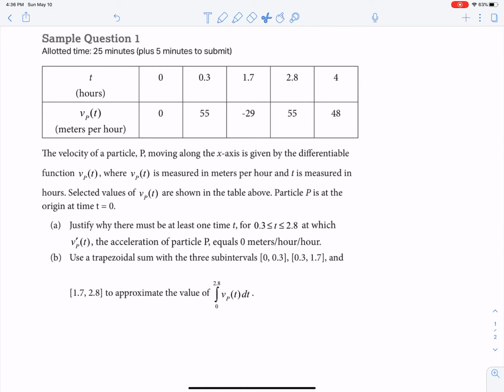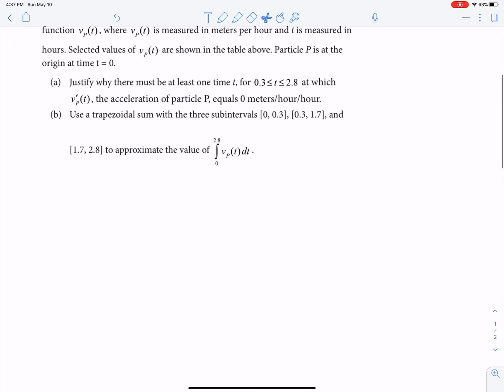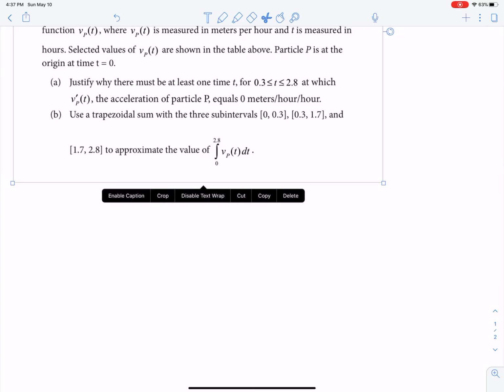Okay, so the velocity of particle p moving along the x-axis is given by a differentiable function v of t, where v of t is measured in meters per hour and t is measured in hours. Selected values are shown in the table. So we have these selected values and this velocity function. Okay, let's look at part A.